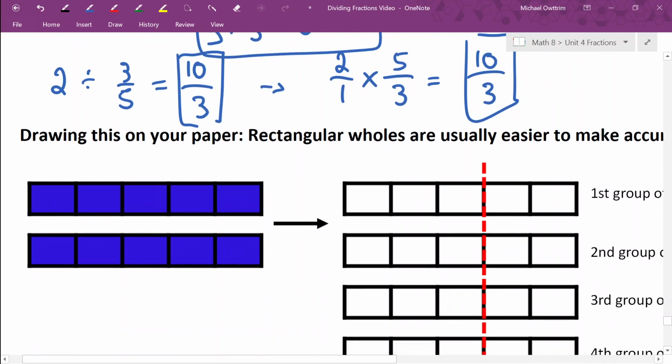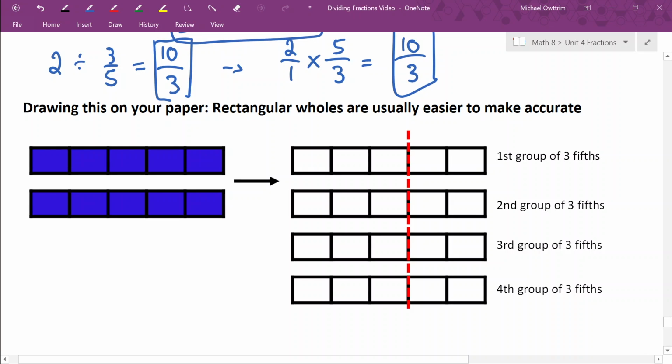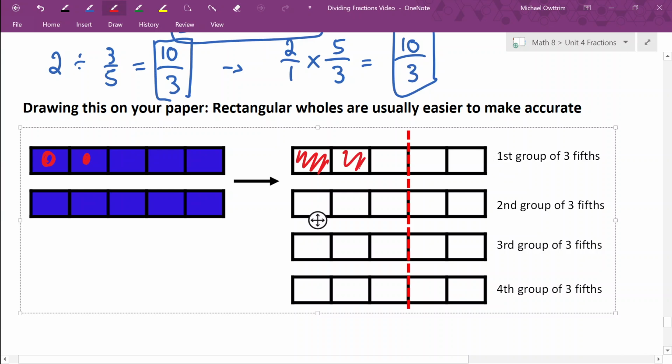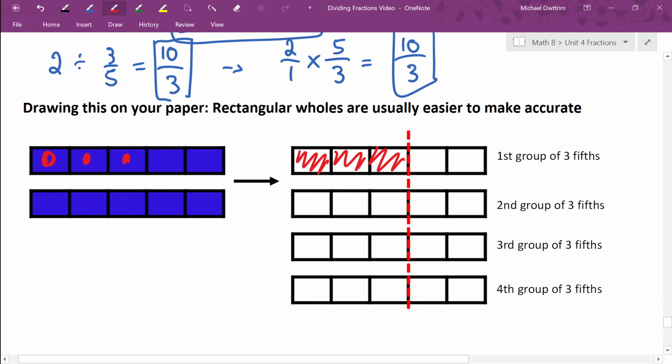Now, again, as far as drawing this on your paper, your rectangular wholes are usually going to be easier to work with. So here's 2 wholes split into 5 sections each. We need to arrange those into groups of 3/5. So we could go ahead and say this guy here, rearranged over here, this one over here, this one over here. That's one group of 3/5. You could also circle them. That's a group of 3/5 right there. Same thing down here. These guys can make a second full group of 3/5.